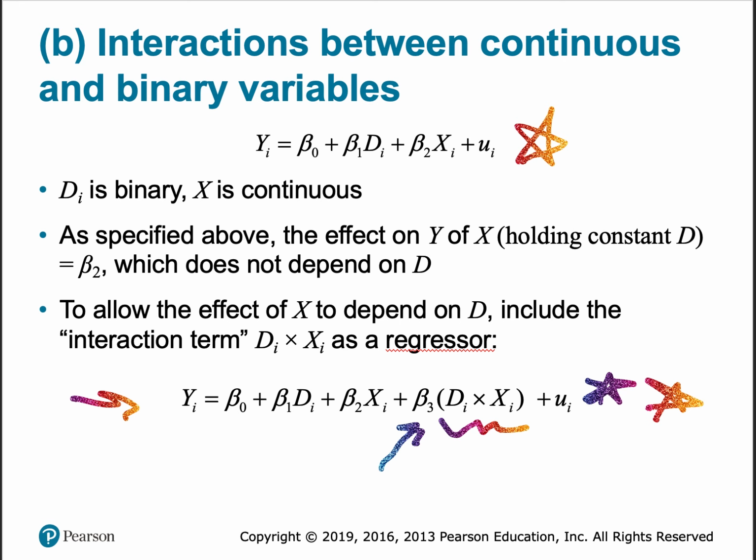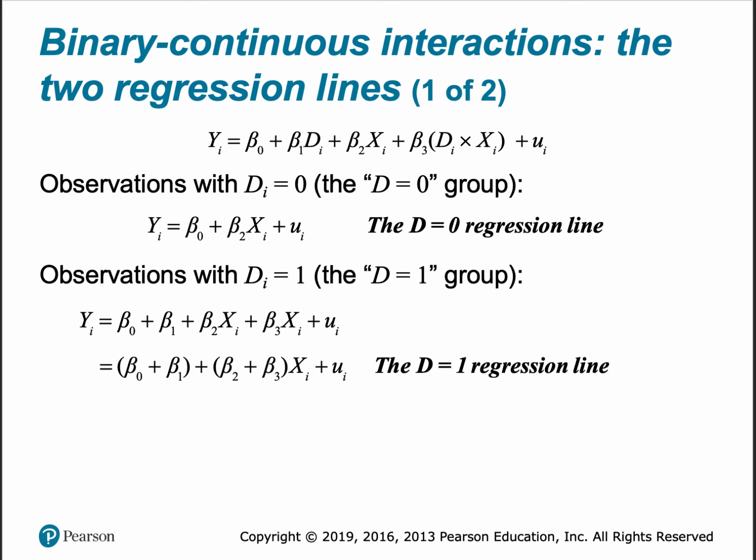Now let's talk about what these two regression lines look like for the different groups. We have a d equals 0 group and a d equals 1 group for this regression. When d equals 0, the d terms drop out, and you have yi equals beta naught plus beta 2 times xi. That is the d equals 0 regression line.